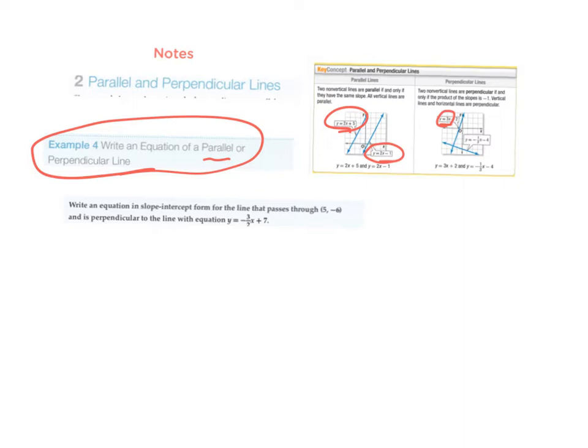So what we have to do is look at our equation and write an equation in slope-intercept form for the line that passes through a point, but we want it perpendicular. So first we figure out the slope of our new equation. We have a negative 3 halves. Perpendicular means flip it, so now it becomes 2/3. Because it's negative, it's going to be positive. So our new equation is going to have this slope. Now they give us a point, so I'm going to use the point-slope form. y minus a negative 6 equals 2/3 times x minus 5.